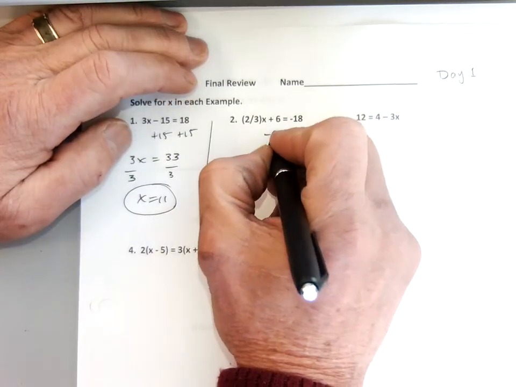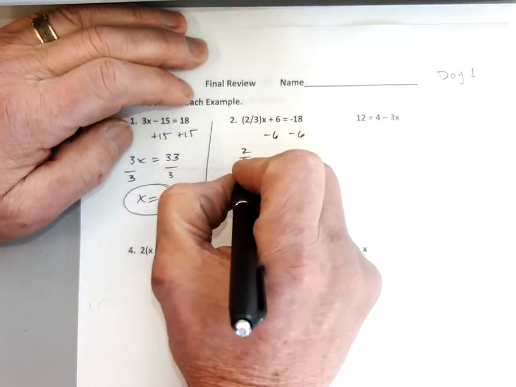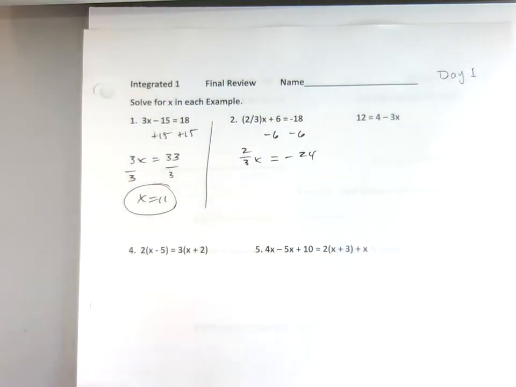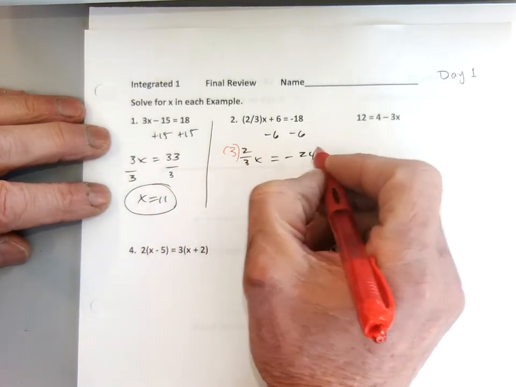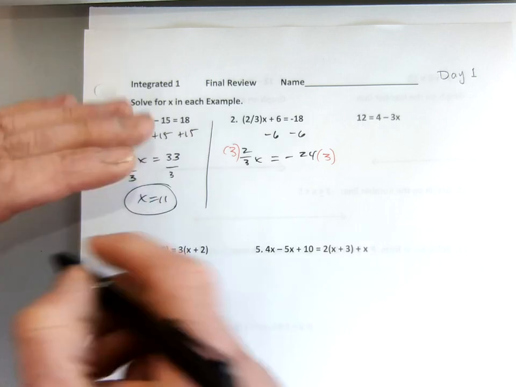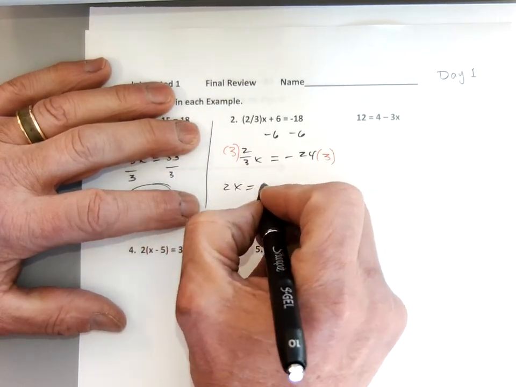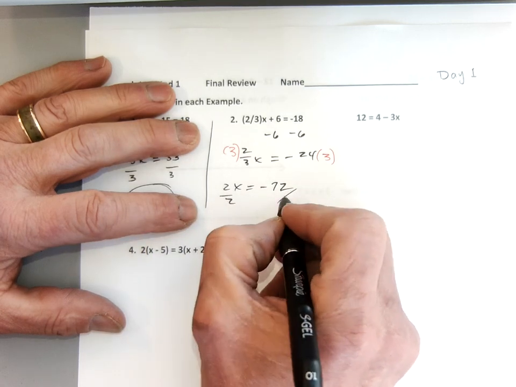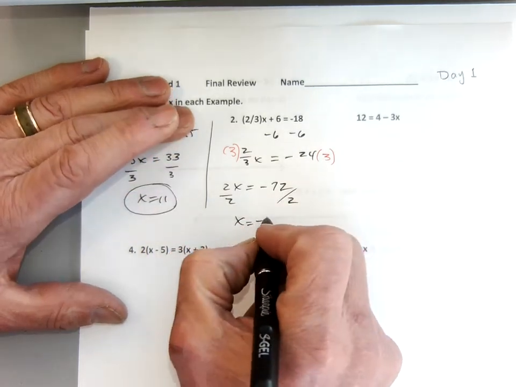Number 2, I'm going to go minus 6. I have 2/3 x equals a negative 24. Now, what do I do with a fraction? Two ways. One, you could multiply by 3. That's what a lot of kids do. Do it in 2 steps, times by 3, times by 3. I get 2x equals negative 72, I think. And then divide by 2, x is negative 36.